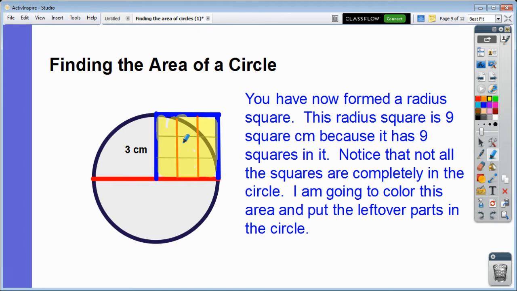So I'm going to take that piece that's outside, this piece right here, and I'm going to put it in the circle. And let me color that so you see this is the rest of that square. So let's go ahead and get rid of this part right here. Now I have 1 unit square completely inside this circle.